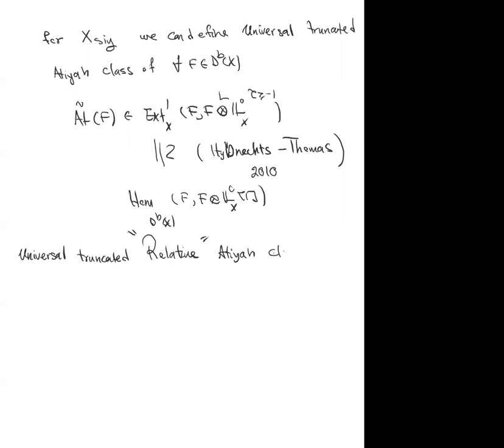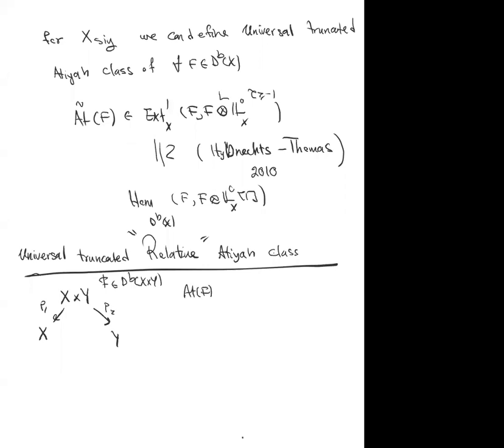Now that I am hiding all the details of the Huybrechts-Thomas construction under the rug, it can be very easy in fact. Suppose I have two varieties, X and Y, with projection maps P1 and P2, and an element of the bounded derived category of X times Y. Then I can define the Atiyah class of F over X times Y, an element of the extension group Ext^1(F, F tensor, derived tensor product, the cotangent complex of X times Y).